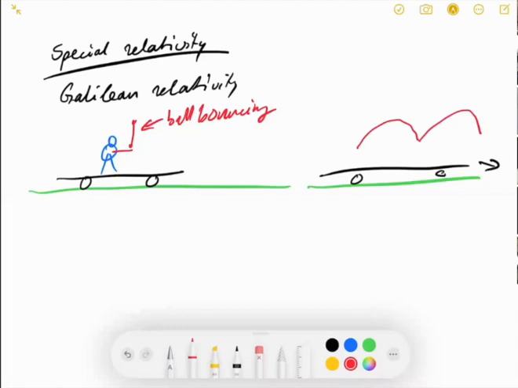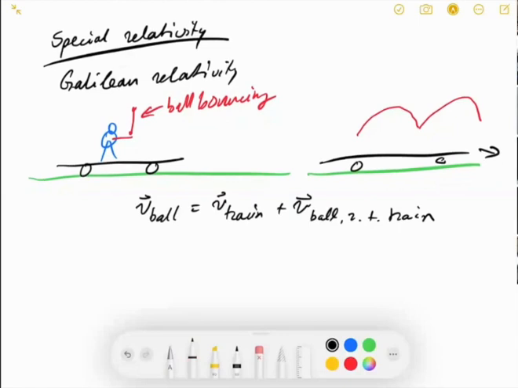Right? And that is because velocities add. Okay, so V1, hang on, V ball is V train plus V ball relative to the train. Okay, so that's Galilean relativity, right? Velocities just add.